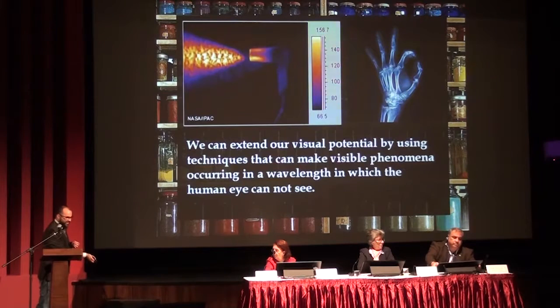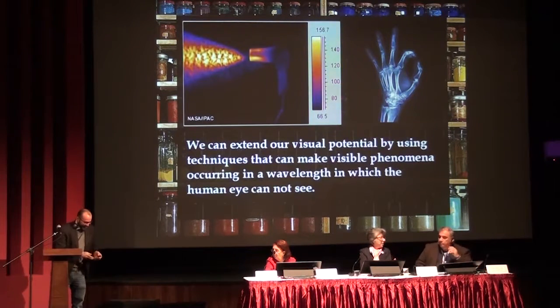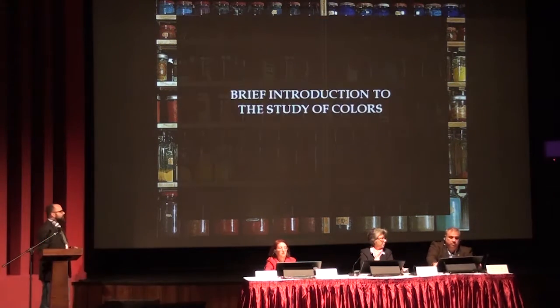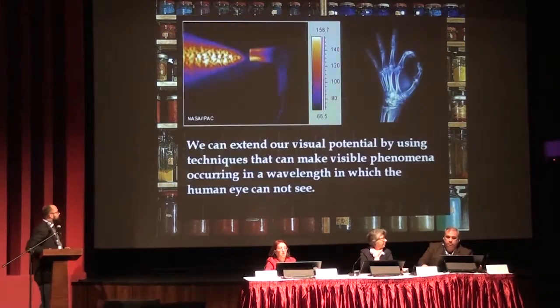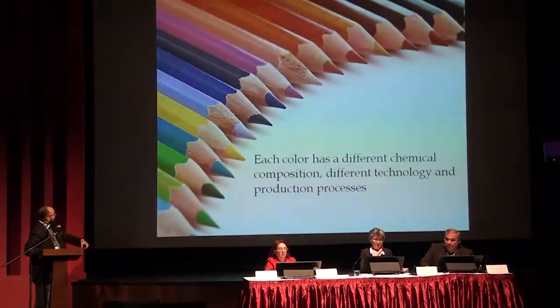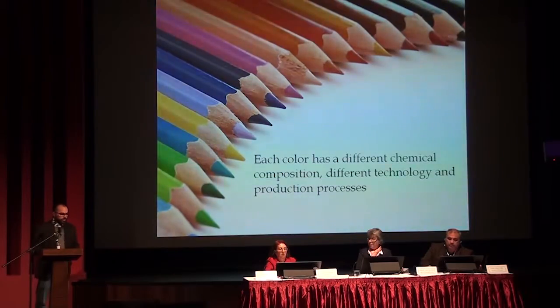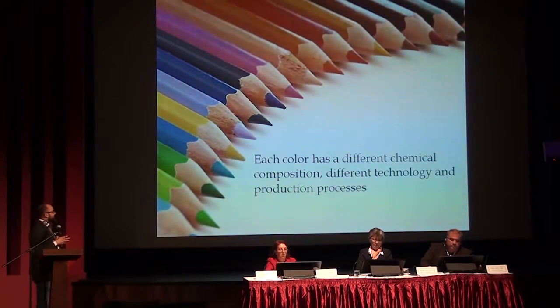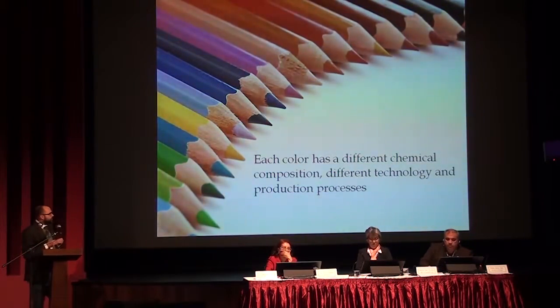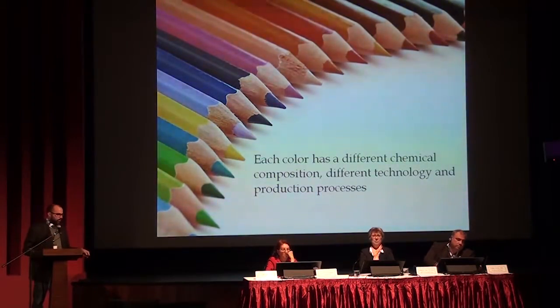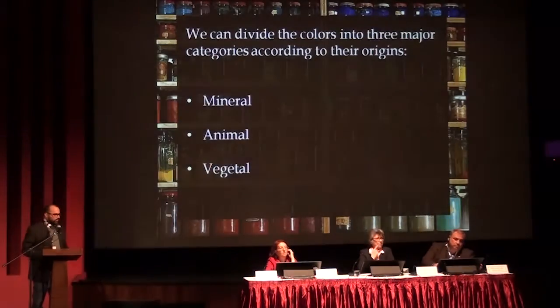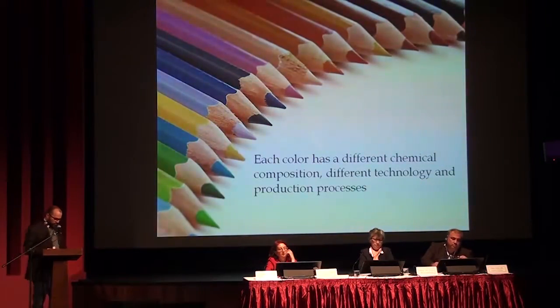Now move to the study of color. Colors seem to be each equal to another, but in fact they are different in chemical composition and also in the process and in the technology. For example, we can roughly divide the colors into three main families.